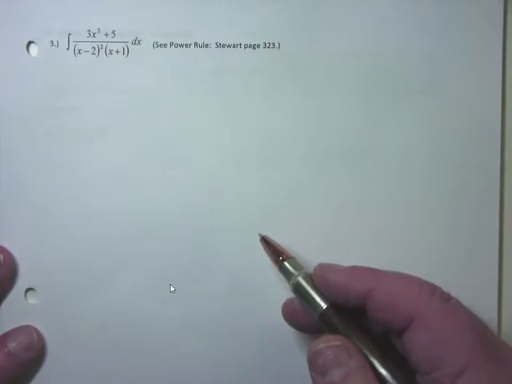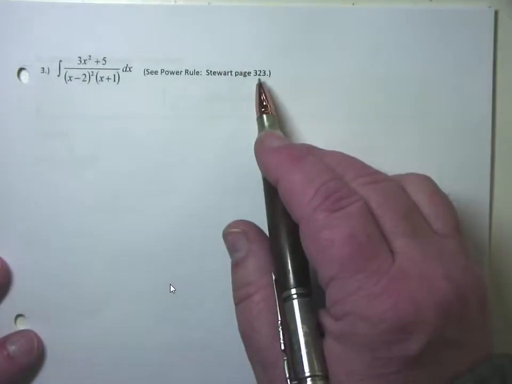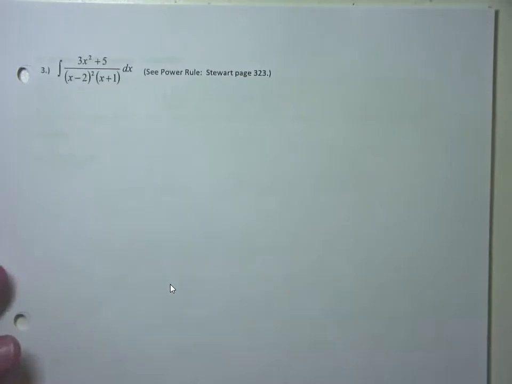And when you have this case of one of your factors actually raised to a power, this is called the power rule for partial fractions. You guys have tons of power rules in here. And it's in your calculus textbook on page 323. But let me give you the gist of it.